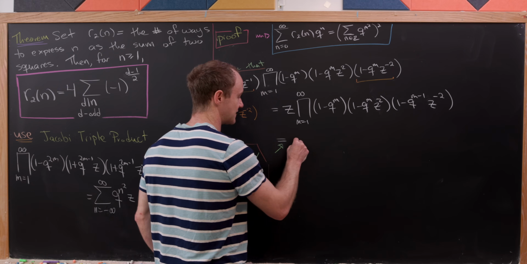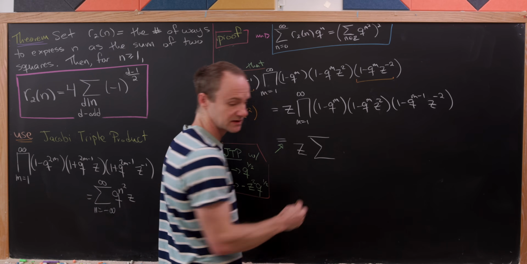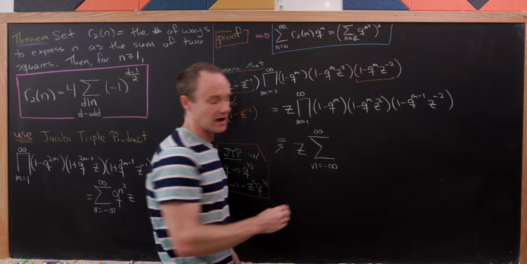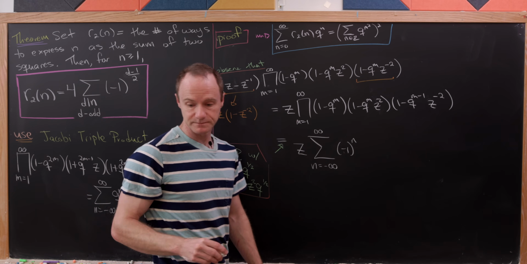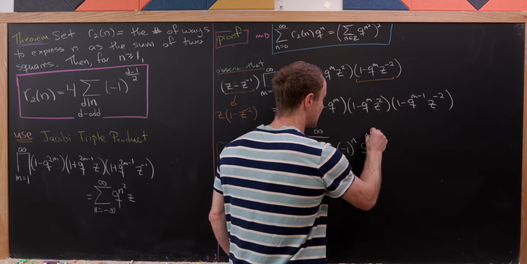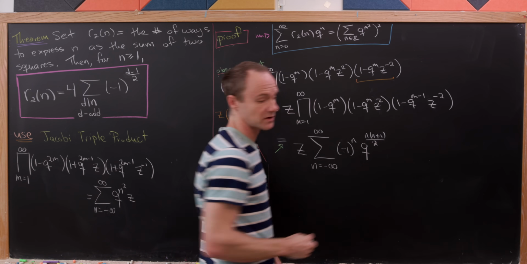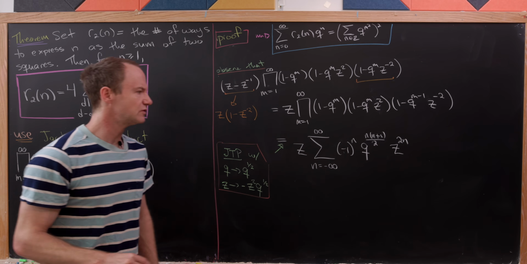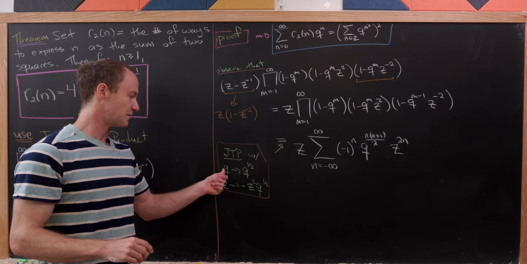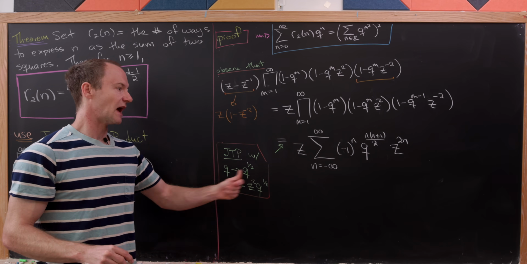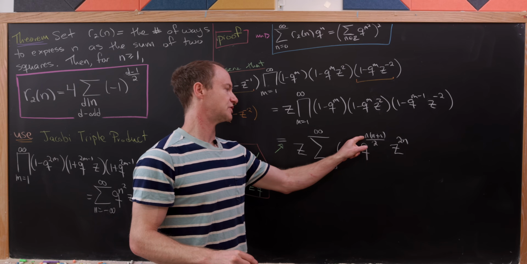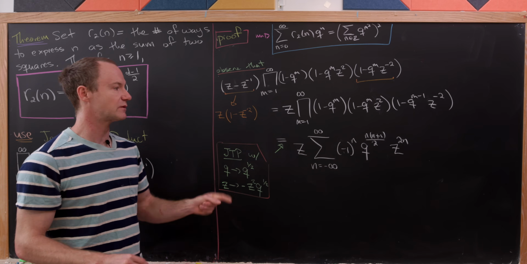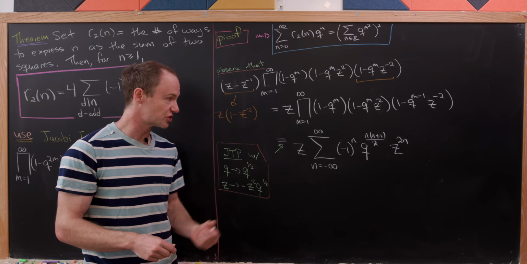And that's going to allow us to write this as z times the sum as n goes from minus infinity up to infinity of minus 1 to the n times q to the n times n plus 1 all over 2 times z to the 2n. So notice we get a q to the n squared over 2 from this replacement right here. And then we get the plus 1 over 2, or the n over 2, from this substitution right here. So in the end, we have q to the n times n plus 1 over 2 for our power of q there.